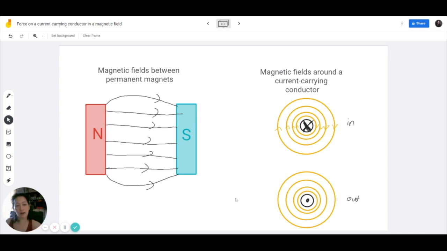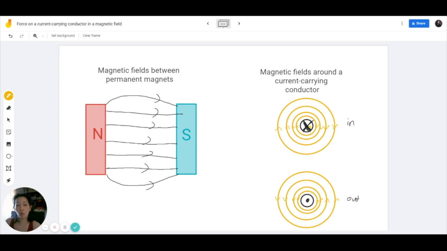And this time, because current is flowing out of the paper, so towards you, you'll find that the magnetic fields are going in an anti-clockwise direction. So just to indicate the directions, I am going to draw the fields with the arrows as such. So what this slide is showing us is to remind us that yes, there are magnetic fields that exist between the permanent magnets as well as around a current carrying conductor.